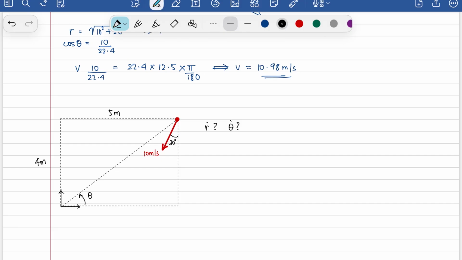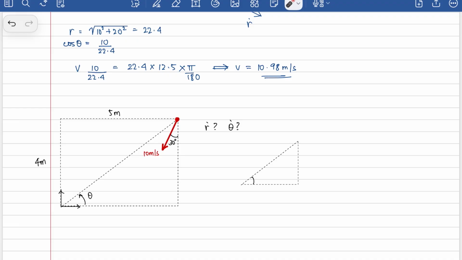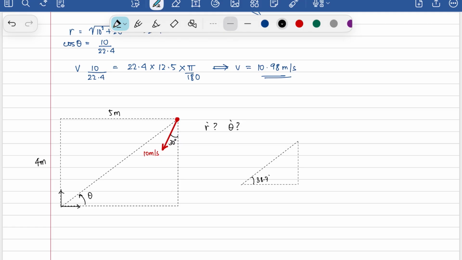Always you want to have a sketch that helps. So let's do that sketch now. Do you have the angle? This here is 4, this here is 5. Essentially this is tan inverse of 4 over 5 would give you theta. So this is 38.7 degrees. And you have that there's a speed of 10 meters per second at an angle of 30 degrees.